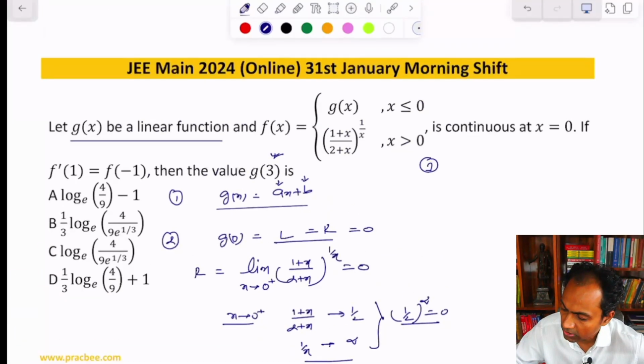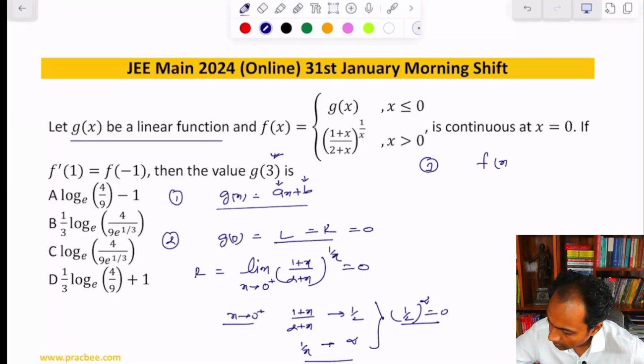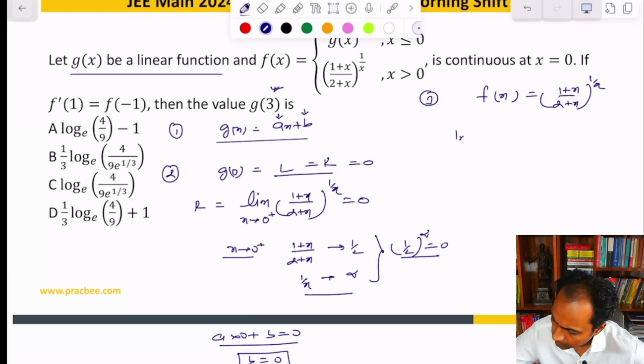If I do differentiation at 1, for finding differentiation the function in the vicinity of 1 can be considered as ((1 plus x) by (2 plus x)) raised to the power 1 by x. So if I want to find the derivative of this function, I will have to take log. So ln f(x) equals 1 by x times ln of (1 plus x) by (2 plus x). This can now be differentiated on both sides.